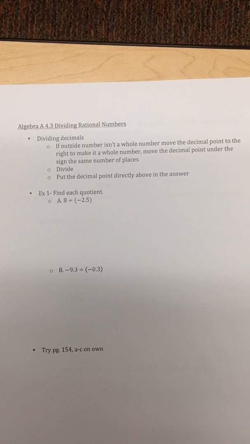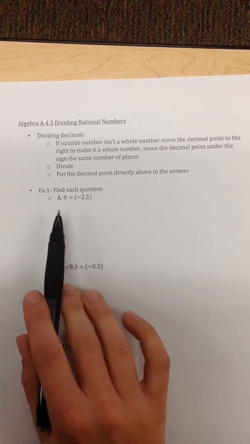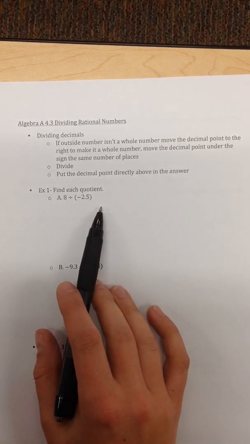Then we're going to divide just like we would in long division, and then we put the decimal point directly above in the answer. Okay, so let's do one here. We've got 8 divided by negative 2.5.